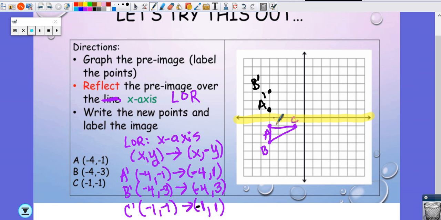That should have been a -1. And I'm going to tell you guys how I figured it out. So -1 and 1, and that's my C prime. I'm going to connect these dots, and I got it. Now let me tell you how I knew I was messing up and it wasn't supposed to be at 1.